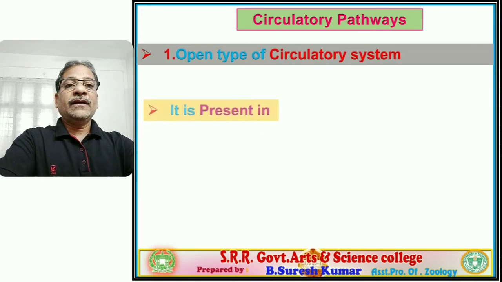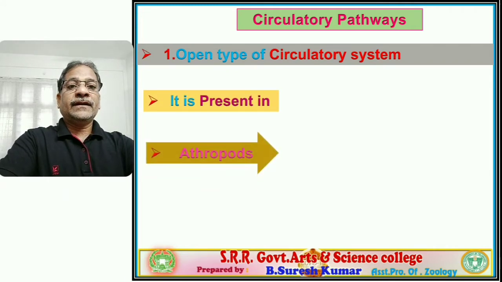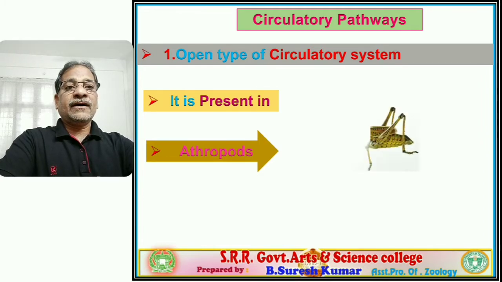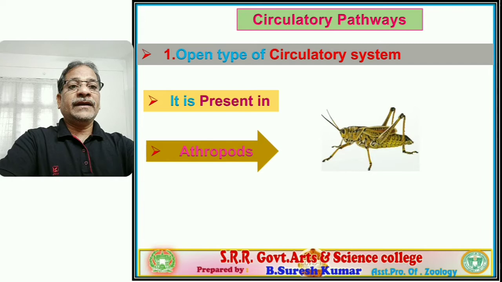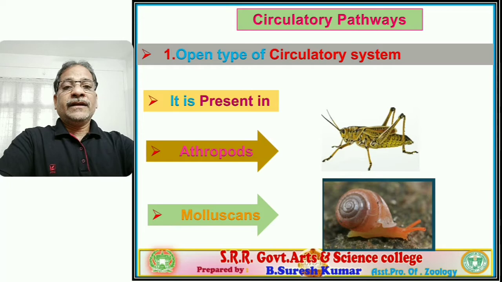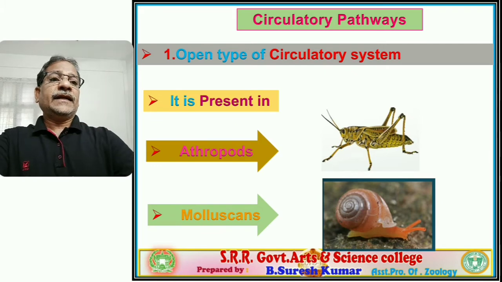Let us see the open type of circulatory system. It is found in animals belonging to arthropods, Arthropoda, for example insects, and next, some animals belonging to molluscans. You observe Pila globosa, Unio, like that molluscans are. In them we find the open type of circulatory system. Follow? Right.